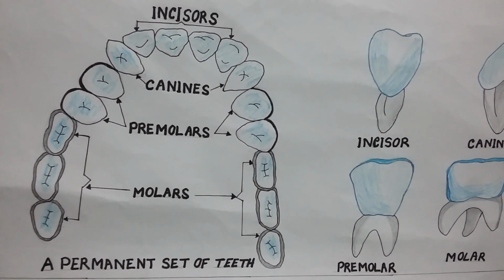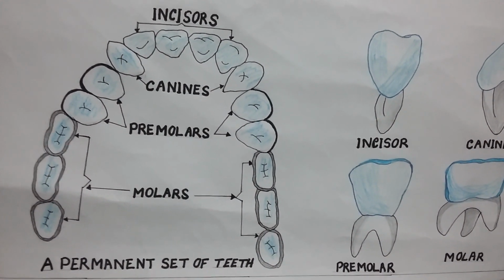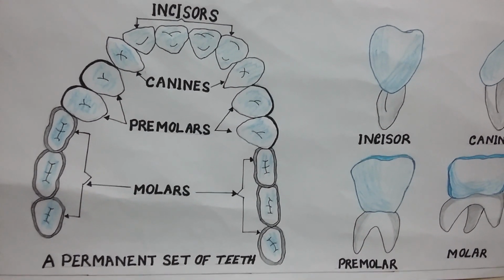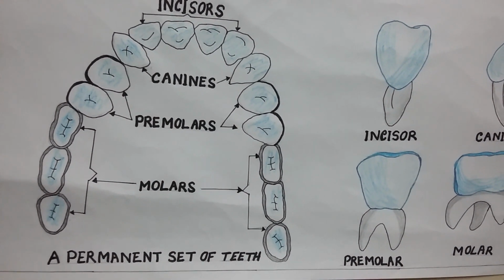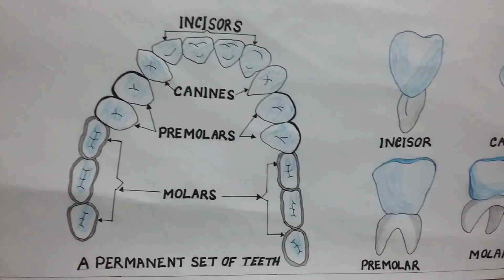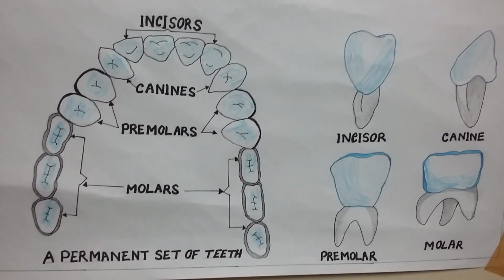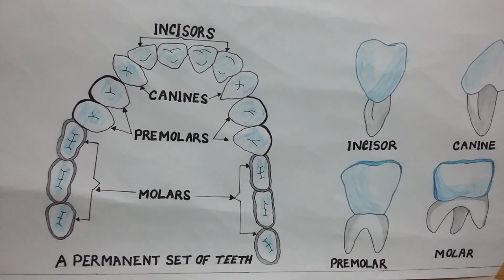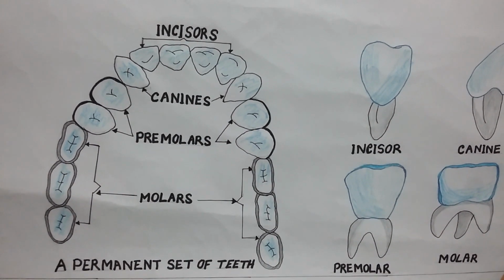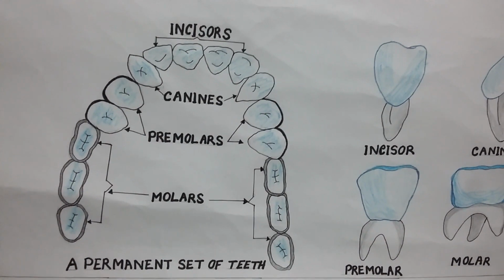Now students, in human beings, the teeth grow twice. The temporary set of teeth grows when the child is in the age group of 6 months to 8 years. This set of teeth is called milk teeth. These teeth are smaller and weaker. These are 20 in number, 10 in the upper jaw and 10 in the lower jaw.